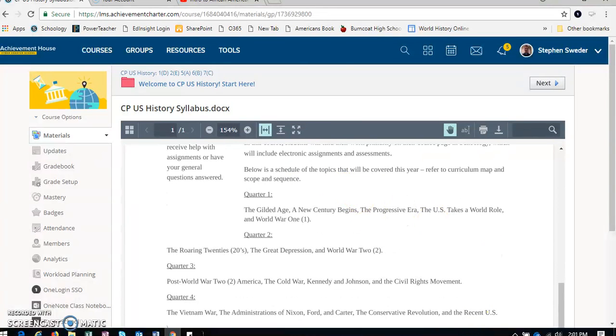So breaking the class apart into quarters, we have the Gilded Age, again kind of like the late 1800s, going into the 1900s, talking about the Progressive Era and a lot of the changes that are going to come about in the early 1900s. Looking at how the U.S. takes a world role, we'll talk more about that, and then also World War I. That'll be most of quarter one. Quarter two, we'll take a look at the 1920s, the Great Depression, and World War II.